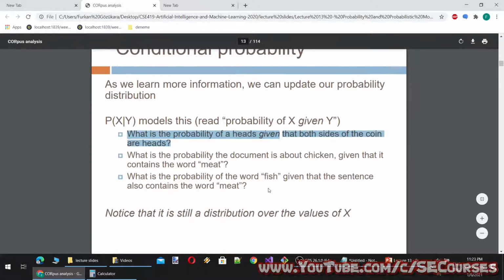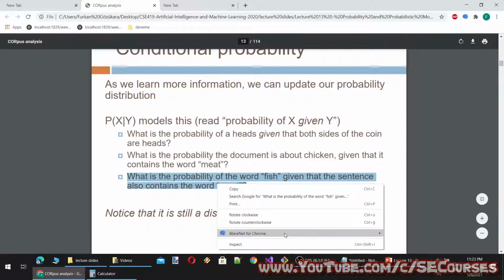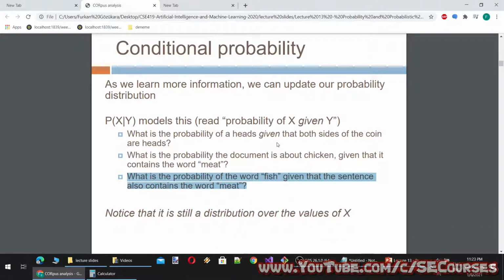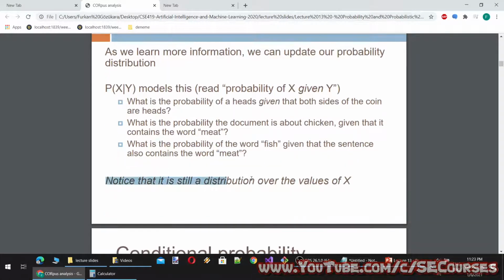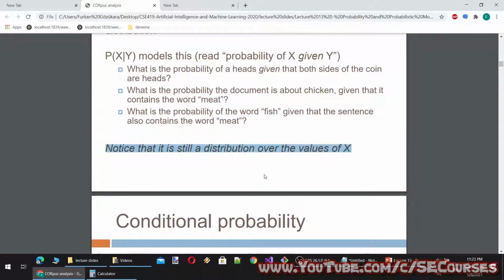What is the probability of heads given that both sides of the coin are heads? You see, when both sides of the coin are heads, the probability of heads is 1. What is the probability the document is about chicken, given that it contains the word meat? When it contains meat, the probability of chicken is higher than for a document that doesn't have the word meat. What is the probability of the word fish, given that the sentence also contains the word meat? Notice that it is still a distribution over the values of X.